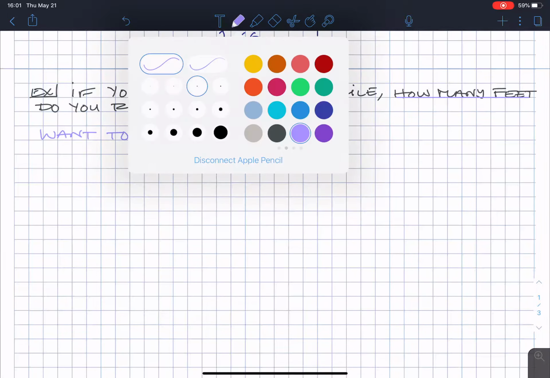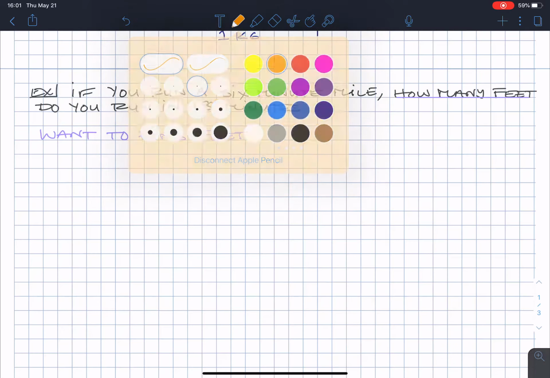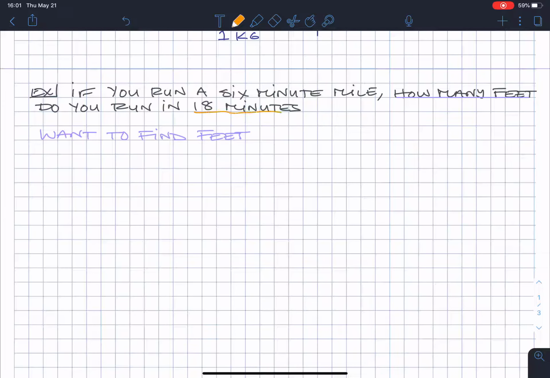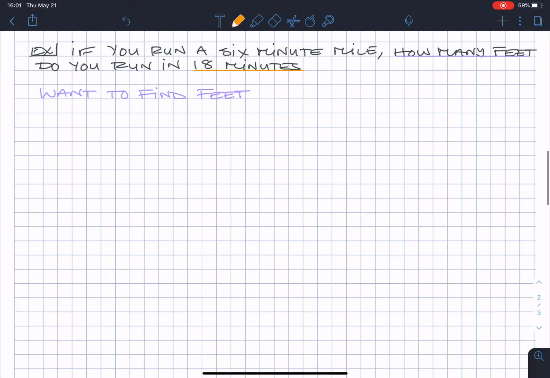Okay, so what I'm given is time, right? So I know that I'm running for 18 minutes, so I start there. So 18 minutes is what I'm given. And anything that doesn't have a ratio can be put over 1. And the reason I'm going to do this is because I'd like to cross-cancel minutes somehow.